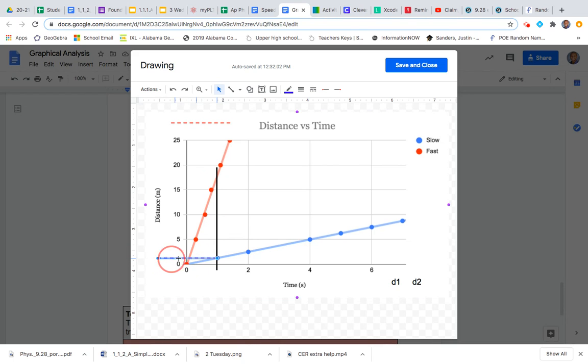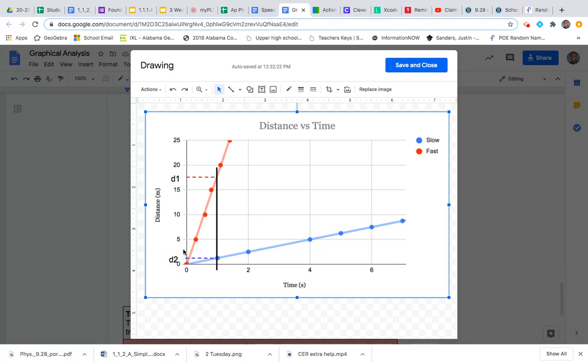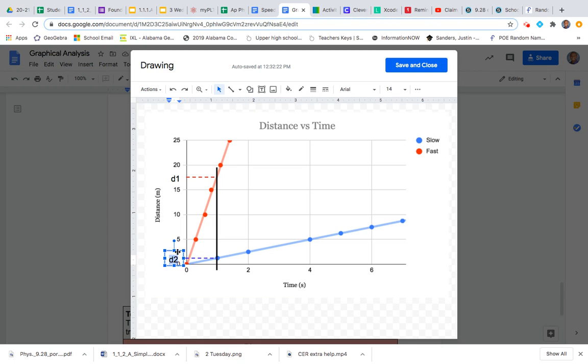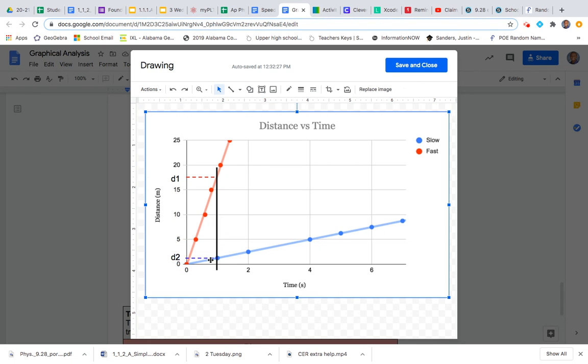And I'm just going to move this. All right, so I get that distance for the blue car, the slow car, and I get this distance for the red car. Again, you can call them what you want, as long as you reference them correctly in your paragraph. So the blue car, for any amount of time, is going to travel a shorter distance than the red car.